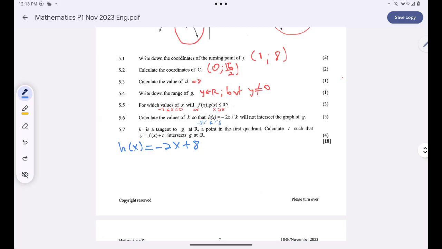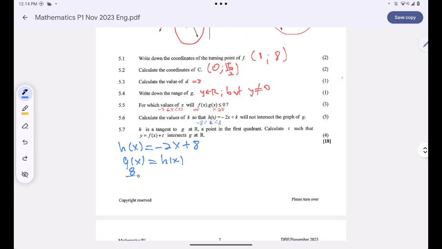Firstly, we must find the coordinates of r. How can we find the coordinates of r? We know that the graph of h and g will intersect at r, or rather the graph of h would be tangent to the graph of g at r. So what does that mean? It simply means that both the graphs of h and g will have the same x and y values. So I'll simply say g of x is equal to h of x.